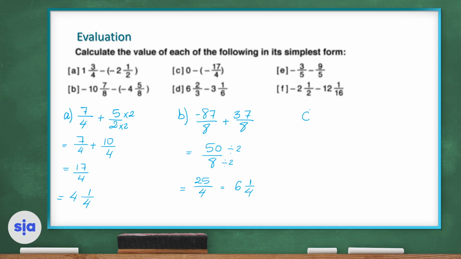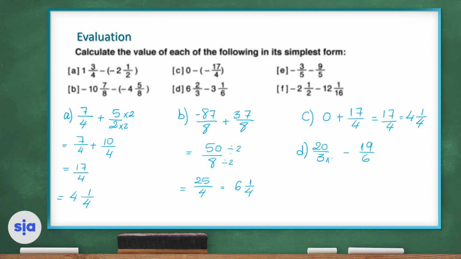Question C, 0 minus minus is plus, 17 over 4, so it is for sure 17 over 4. As we did in question A, the 17 over 4 is 4 and 1 over 4. Question D, 6 2/3 is 20 over 3 minus 3 and 1 over 6 is 19 over 6.